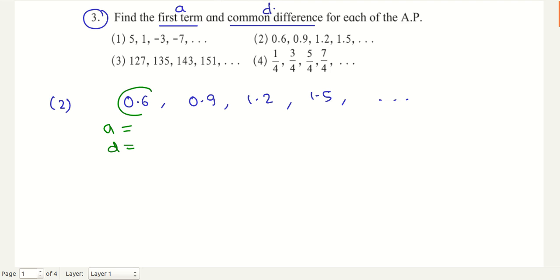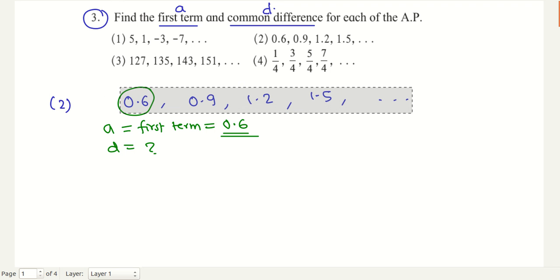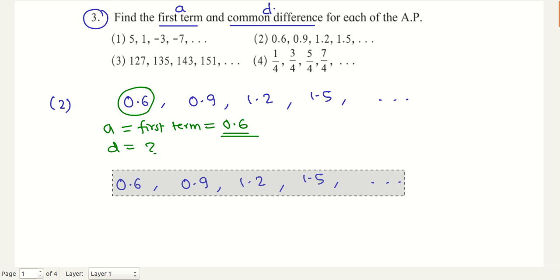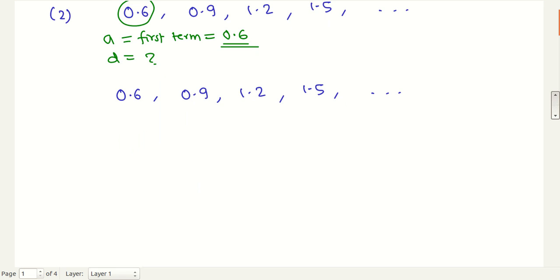Now we know A is nothing but the first term. So the first term is given as 0.6. It is very easy to identify, so the problem is half done. The other part that remains is to find the value of D, the common difference. So how will we do that? For doing that let us again write this series over here, and then we will find the value of D one by one.